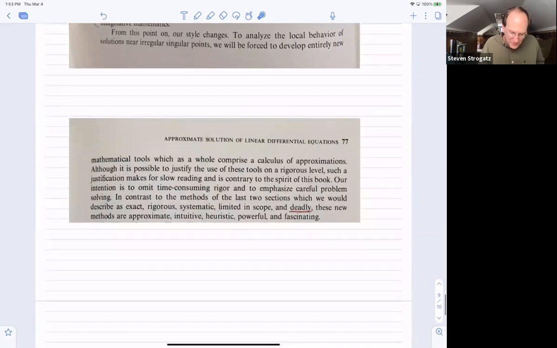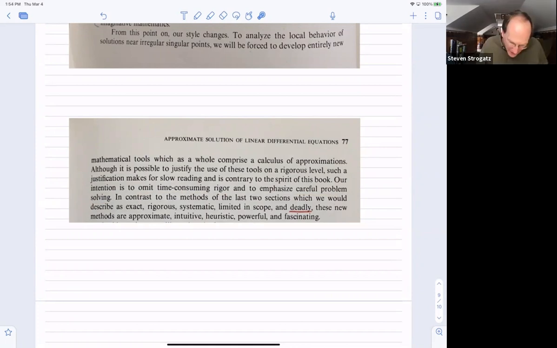And they then say, although it's possible to justify the use of these tools on a rigorous level, they're not going to do that, and neither am I. Such justification makes for slow reading and is contrary to the spirit of this book. Our intention is to omit time-consuming rigor and to emphasize careful problem solving. Okay, so that's an interesting distinction: the opposite of rigor is not careless and sloppy. They're careful, they're just not rigorous. They don't prove everything, but they are paying careful attention.